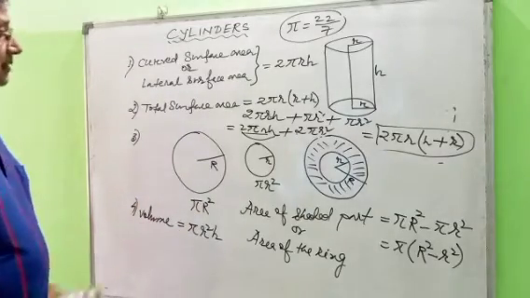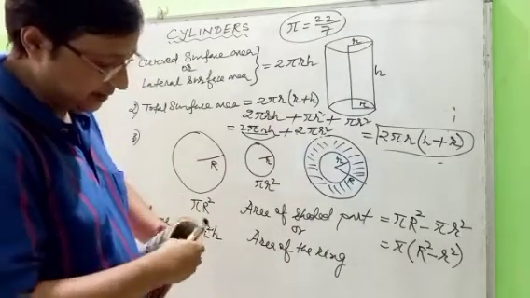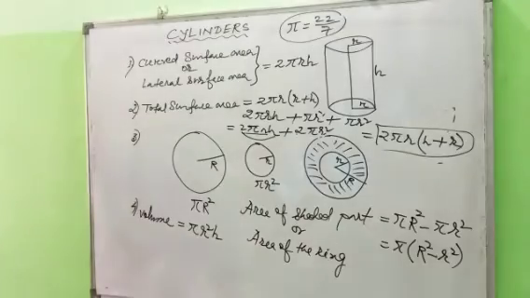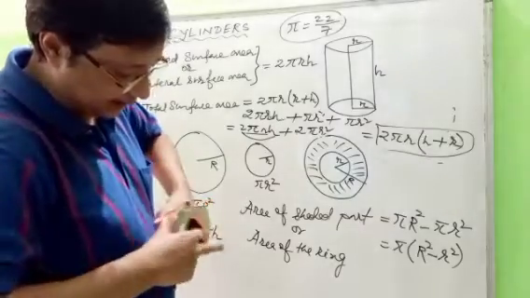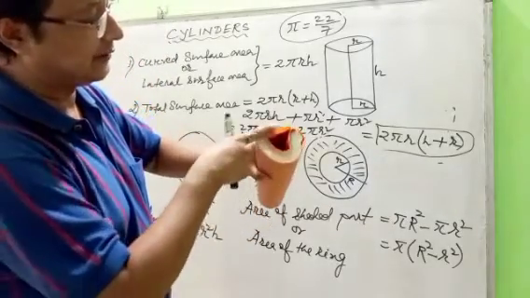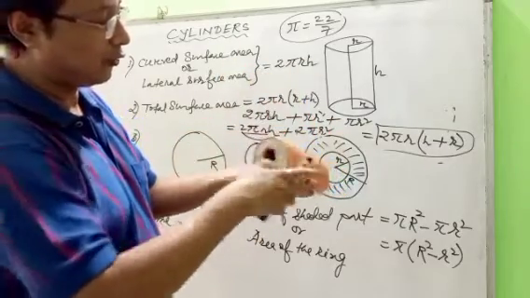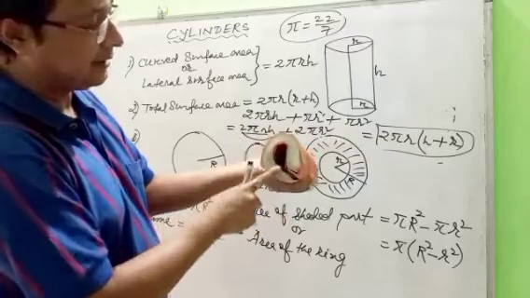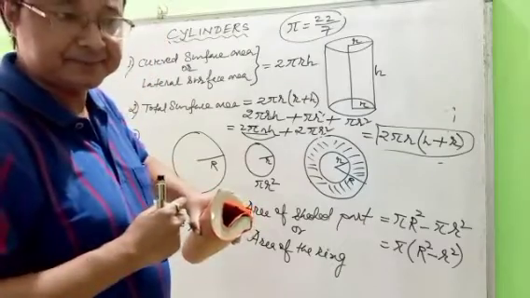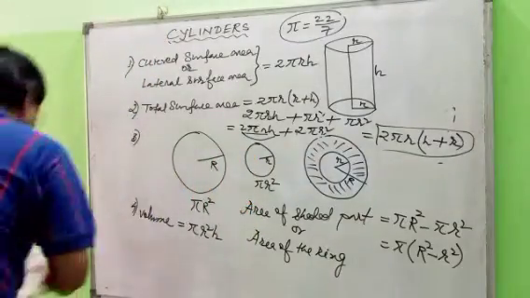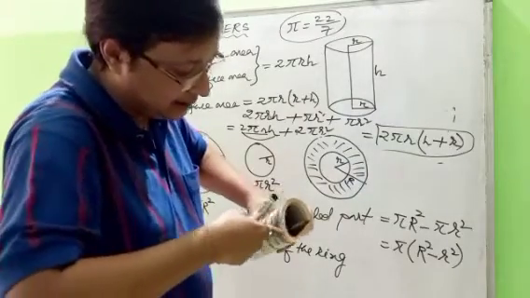Next comes the hollow cylinder. Now here, if I take this book and I take this surface, you will see that there is a ring, and inside there is hollow. So on both ends you will get a ring. That means you have got two circular ends of this kind. Here there is the inner one, and then there is the outer one.